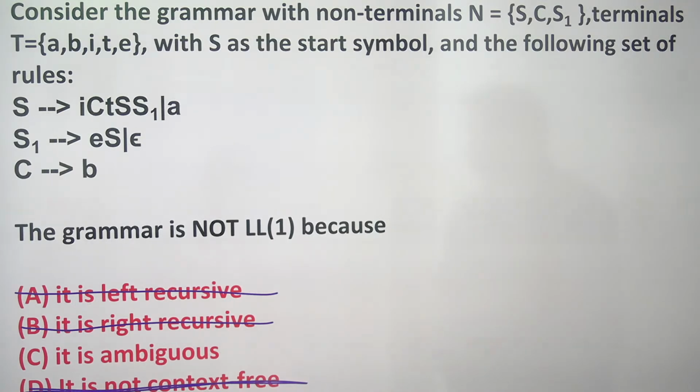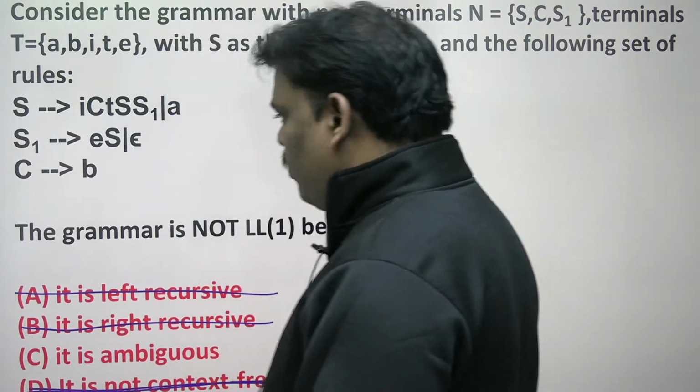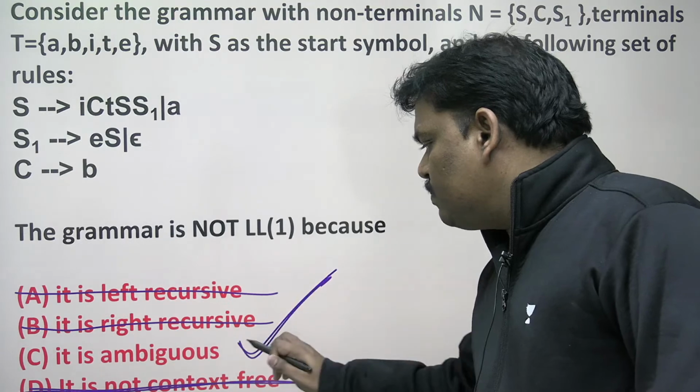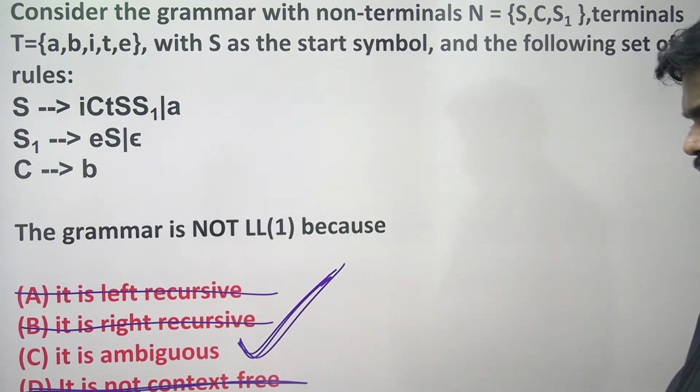But if you want to show it is ambiguous, you have to show one string where multiple parse trees are possible. If anyone knows, the answer is option C. But can you give one example where multiple parse trees are possible? I will give the answer. First you try.